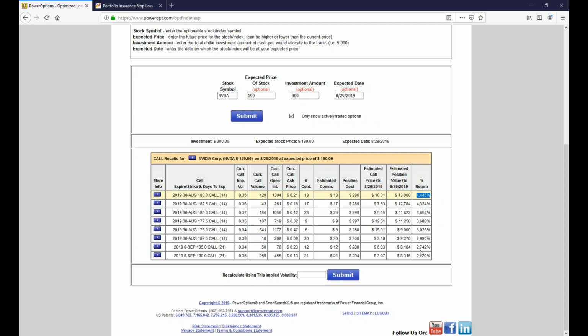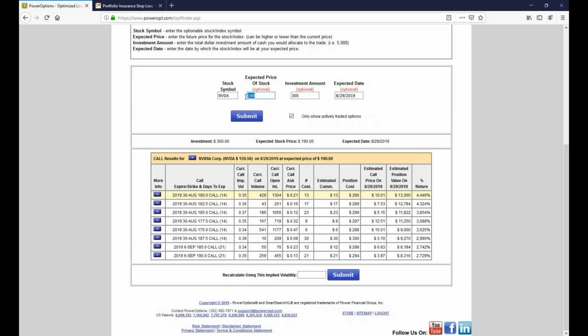Now it's based on theoretical pricing, but is it? This isn't so much based on theoretical pricing because it took the closest expiration. Why? Because it has the lowest cost. And the fact of the 180 calls being worth $10, the August 30th 180 calls being $10 if our stock's at 190, well, that's about as intrinsic as you can get because it's on expiration day or the day before. So this 4,446% return is accurate in that scenario.